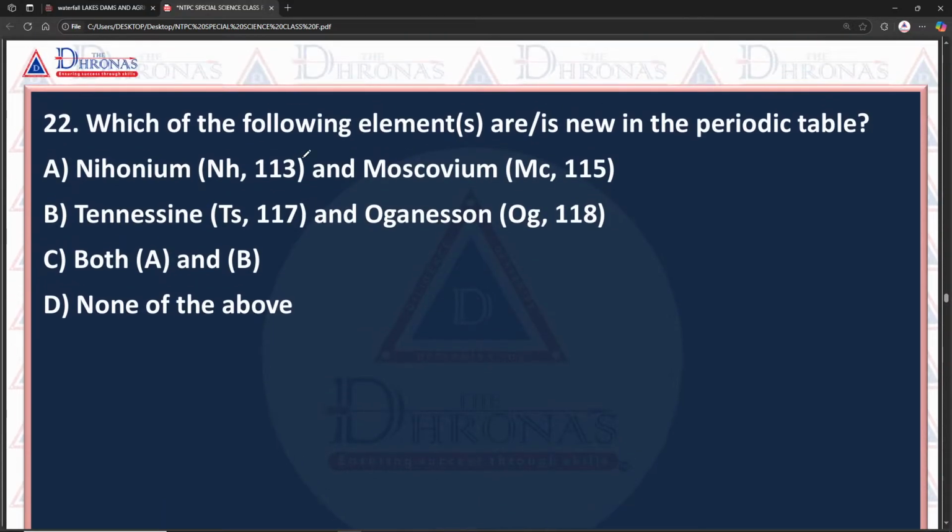Next, question number 22. Which of the following elements are or is new in the periodic table? Neodymium, moscovium, tennessine, and oganesson. Any guess? The atomic numbers are given in the bracket: 113, 115, 117, and 118.